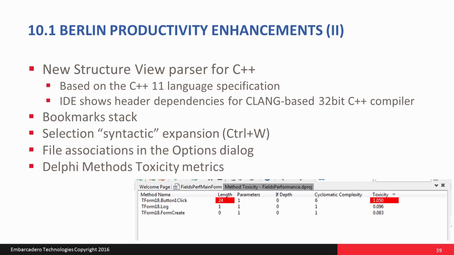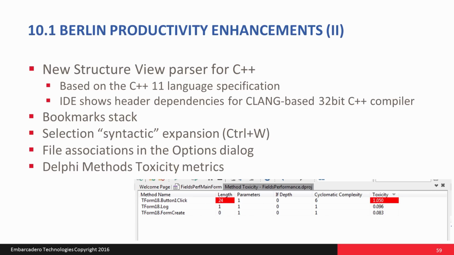There is a new structure view for C++ with the parser, which is actually based on the LLVM compiler engine. So it works properly in terms of the C++11 language specification. Also, the IDE shows the header dependencies for the Clang compilers. There is a new bookmark stack management. There is selection expansion, the keyboard shortcut that basically selects the current element from a syntactic point of view. I'm going to show you a demo in a second. There is file associations now moved to the options dialog, so you can actually enable and disable associating Pascal and C++ files to a given version of the IDE from the IDE itself rather than during the installation process.